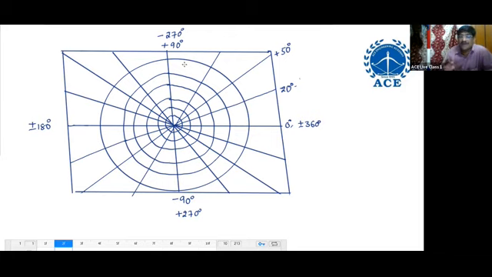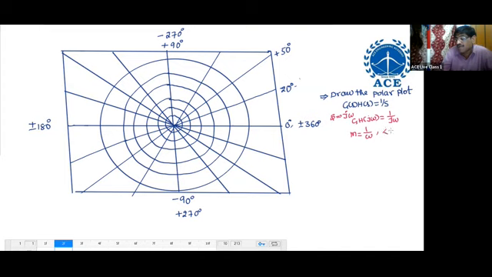So first I'll take one problem to understand this. Draw the polar plot for G of s, H of s equal to 1 by s. First, s is replaced by j omega. So G H of j omega equals 1 by j omega. So the magnitude is 1 by omega.